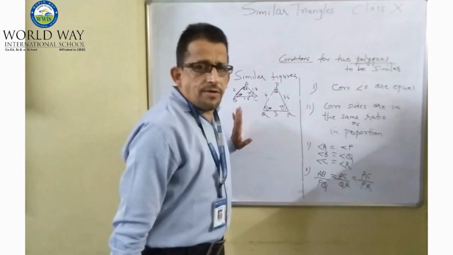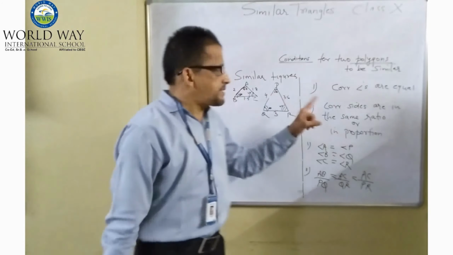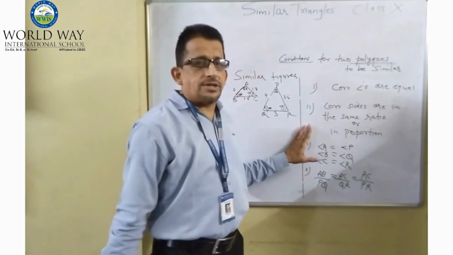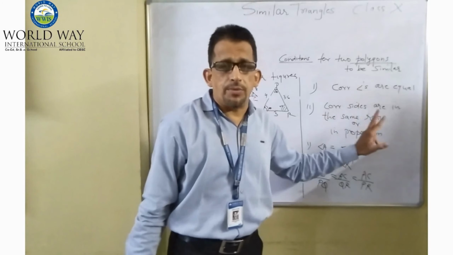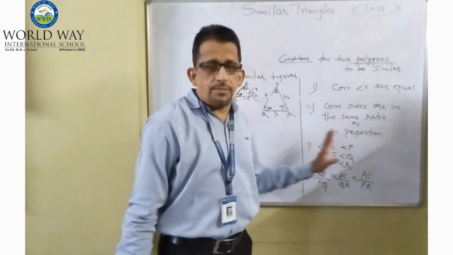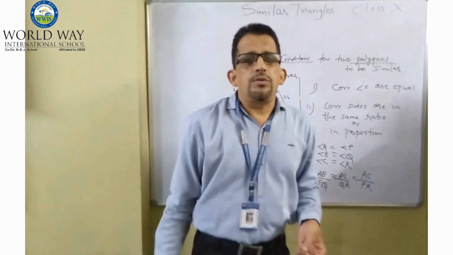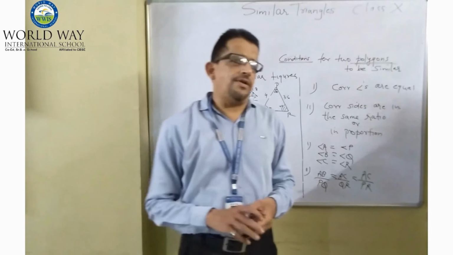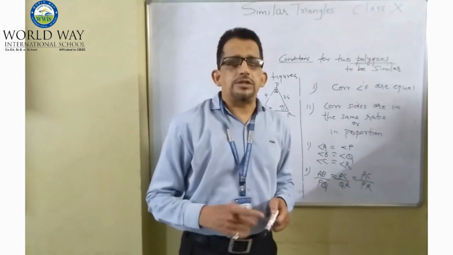So now I am revising. Two triangles are similar. The first condition is that the corresponding angles are equal, and the second condition is that corresponding sides are in proportion, are in ratio. So in the next class, I will explain the basic proportionality theorem, that is also called Thales theorem, with proof and its converse also.